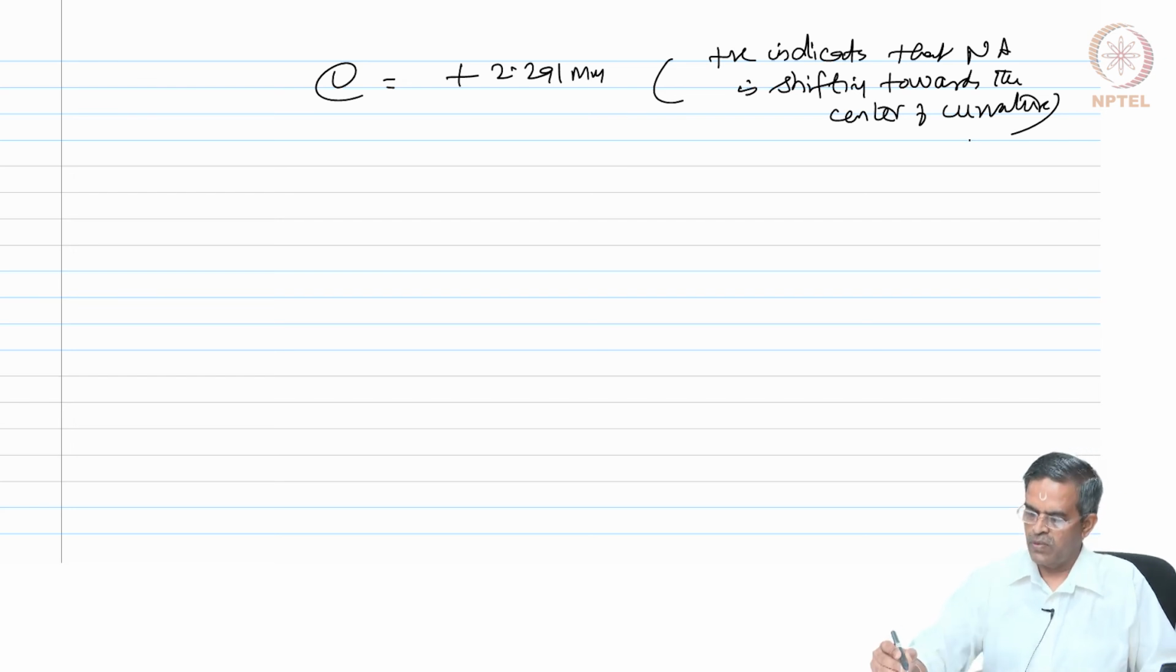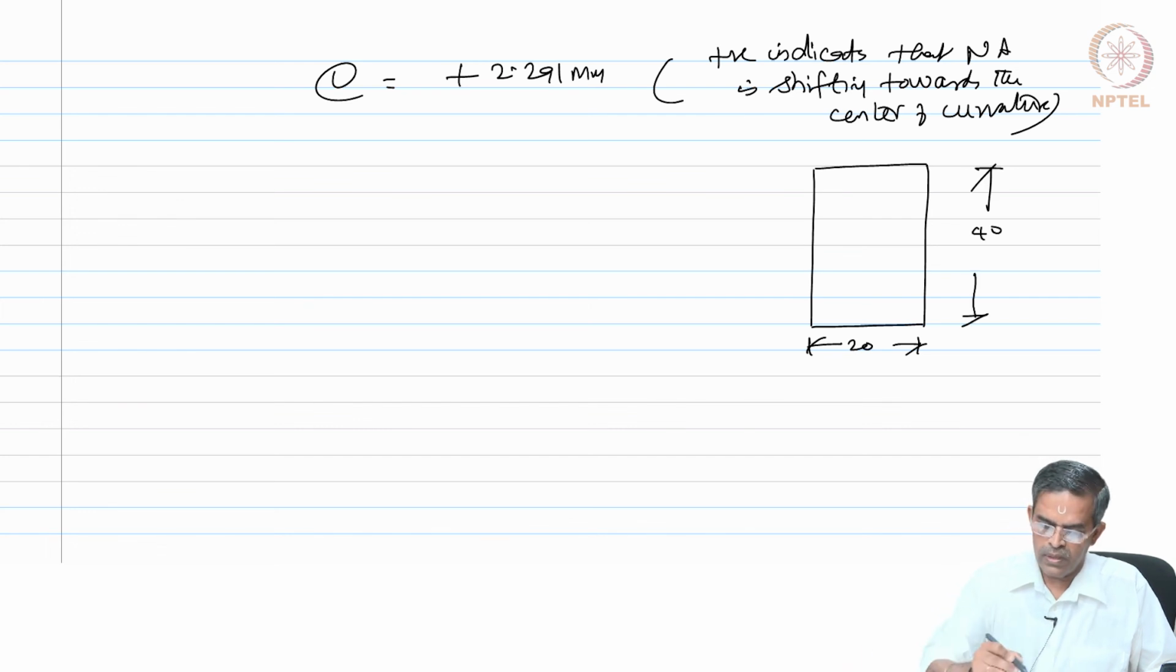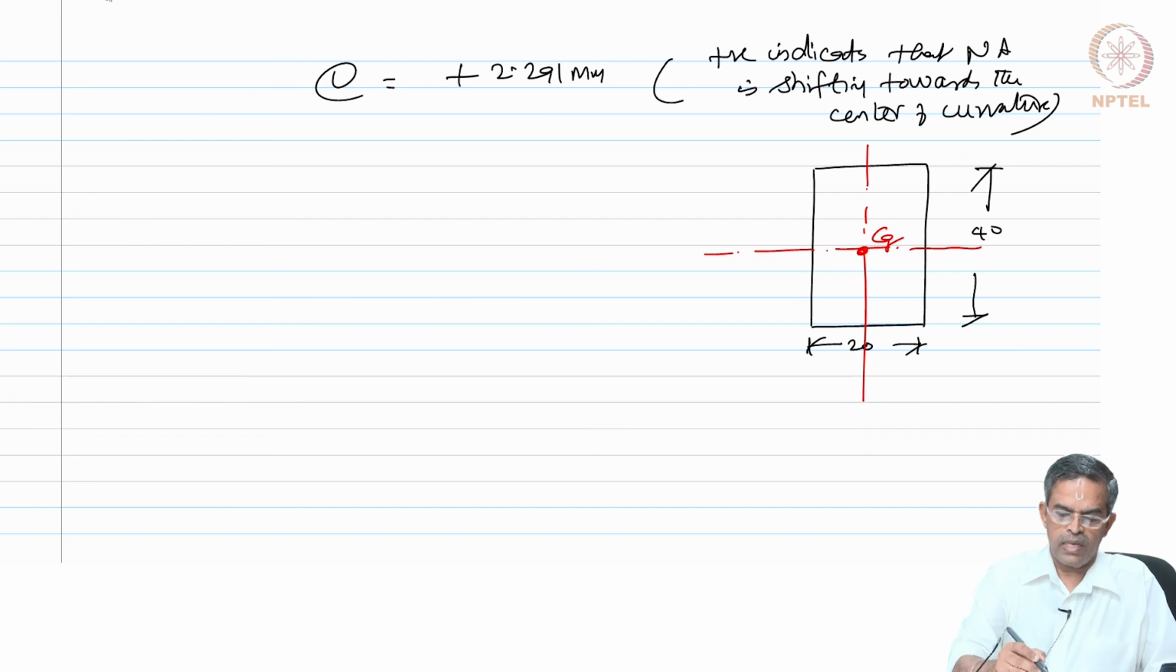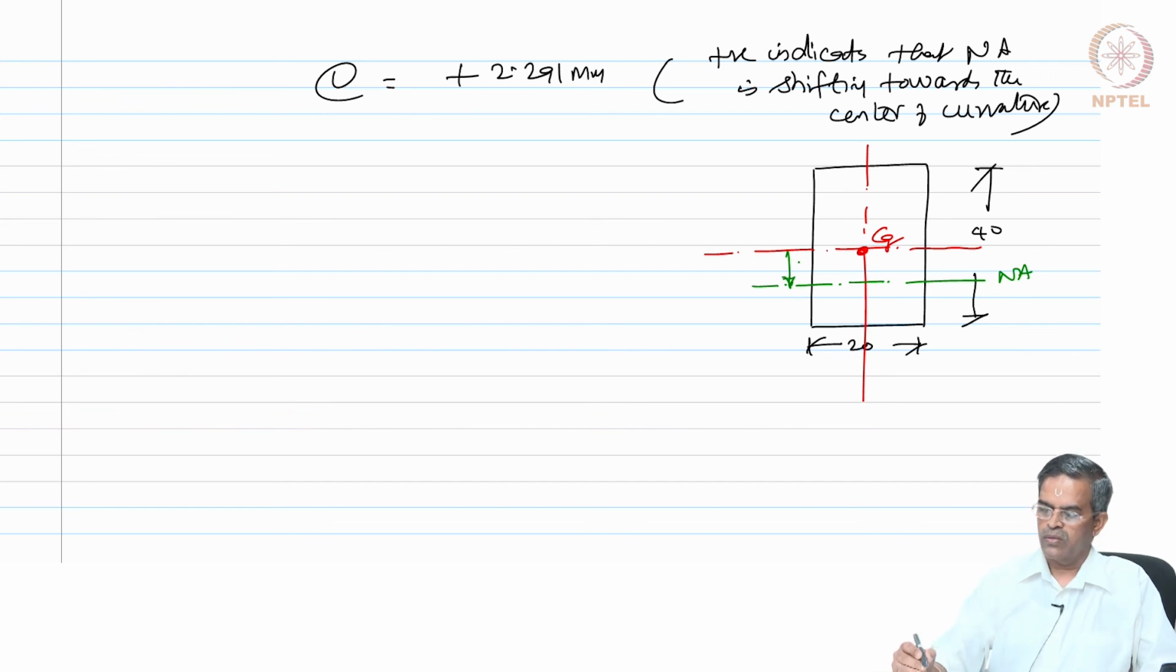So, I have a cross section which is 20, 40, there is a central axis, this is my CG. I mean the neutral axis is shifted down by a distance 2.291 mm.